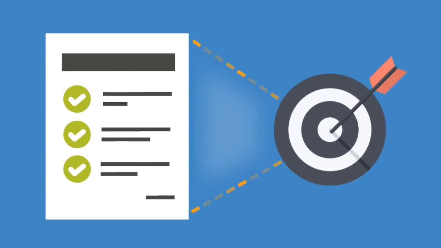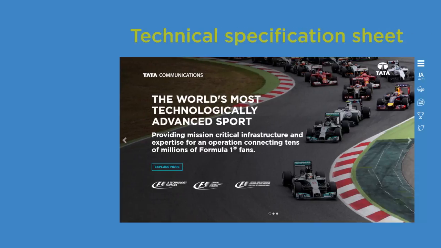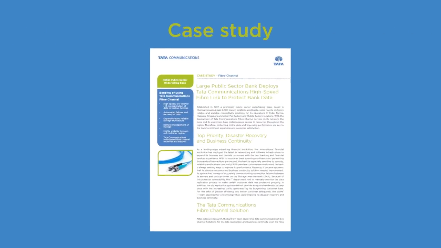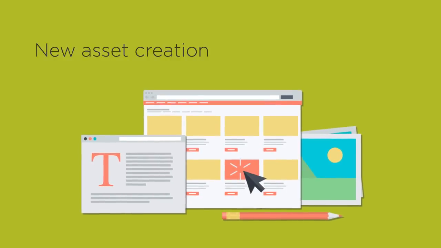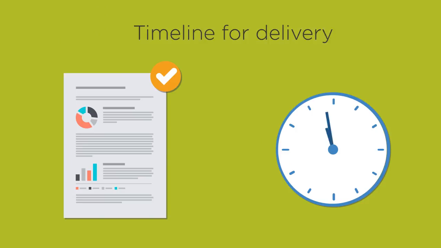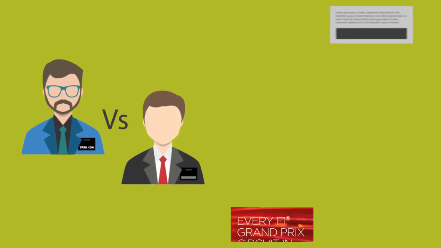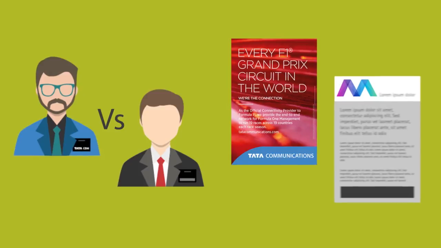The essential elements of an asset development brief are objectives and scope of the project, asset type, whether it is a service overview, technical specification sheet, case study, or white paper, project type, whether it is a new asset creation or updating an existing asset, as well as the time for delivery, the related portfolio or service, end use and target audience, a competitor perspective if required for differentiating our messaging.